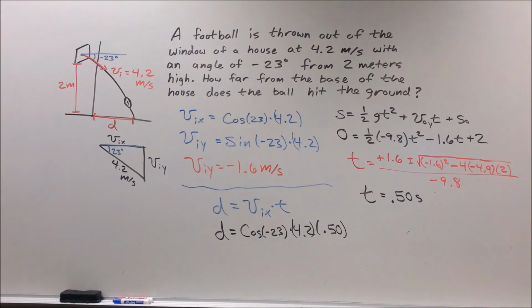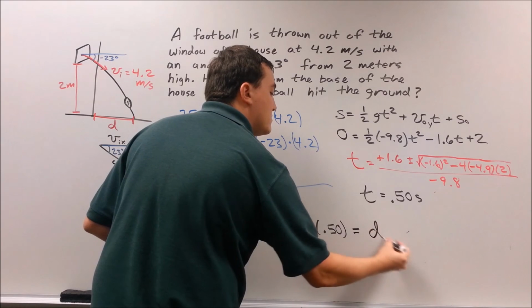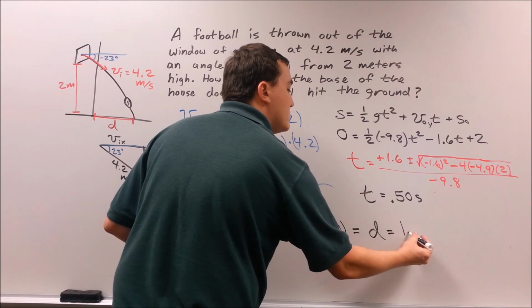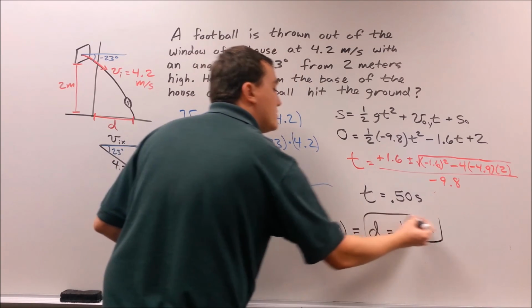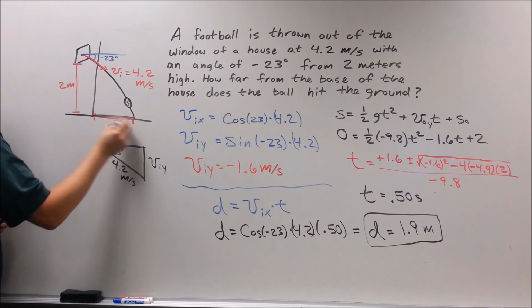So our answer is D equals 1.9 meters. So that's how far it traveled in the x direction after being thrown out the window.